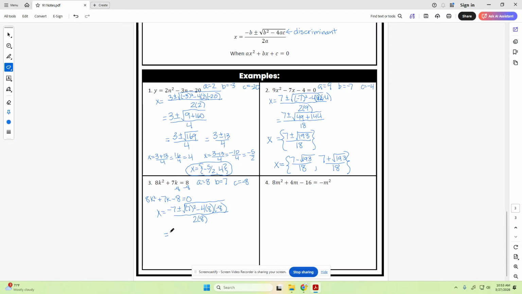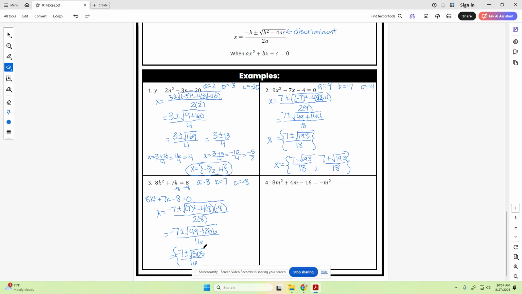And when I simplify, I have negative 7 plus or minus the square root of 49 plus 256, divided by 16. And when I add these two numbers together, I get 305, which I would need to check to see if that simplifies. But since these are notes, I can let you know that it doesn't. So that's my final answer, and I don't even have to rewrite it. I can leave it just like that.